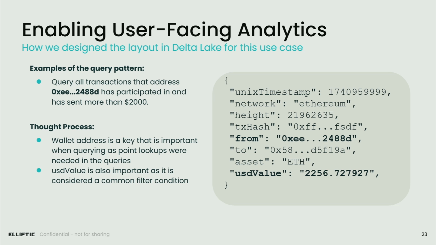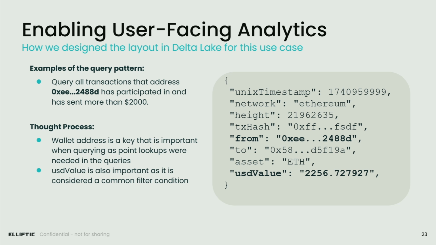They have many query patterns in their different use cases, but this is one of them, where we have addresses, which are a way to identify different wallets in crypto transactions, and they want to find out, for this specific wallet, what transactions it has participated in, and which have a USD value higher than 2,000.